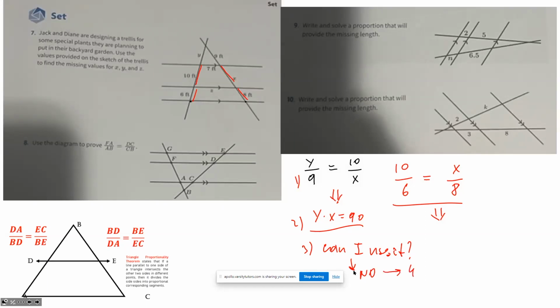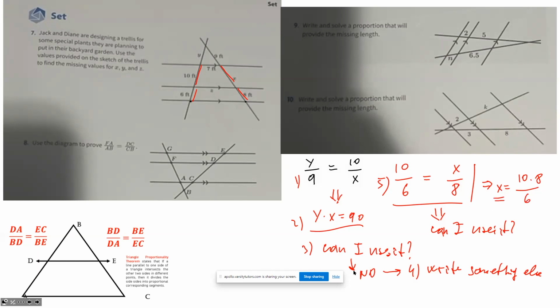If the answer is no, the next step is to write another expression. Write something else. Of course, for that, you need to search for an additional relationship. And when you find it, write it like I did. This is my step number 5. And then again, the same question: can I use it? So this expression, number 5, can we use it? Yes or no? Yes, because in this expression, we've got only one unknown. So I can simplify, and this is going to be basically 10 times 8 divided by 6. That gives me x. So check.